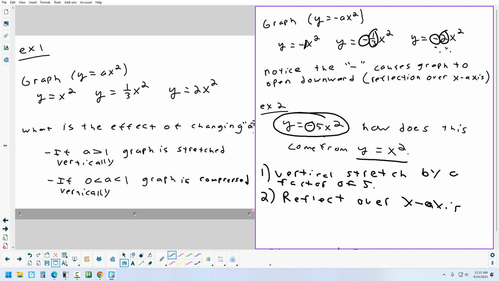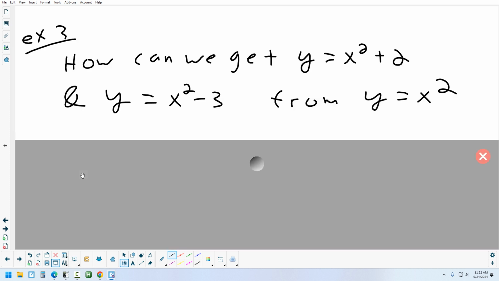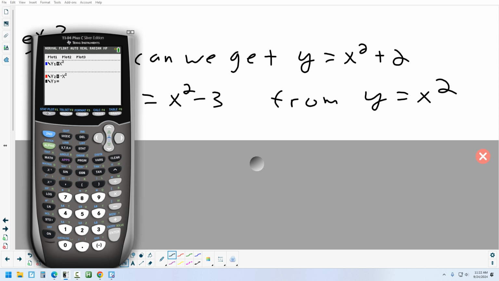All right. So we've played around with the A, right? Let's try something different. Let's see what happens when we add or subtract a number on the end of the function. So we've got y equals x squared, and let's do x squared plus 2. Anyone have a guess what that plus 2 is going to do?